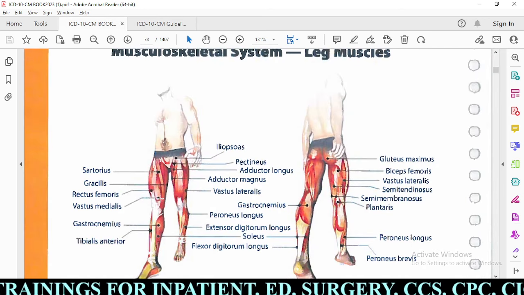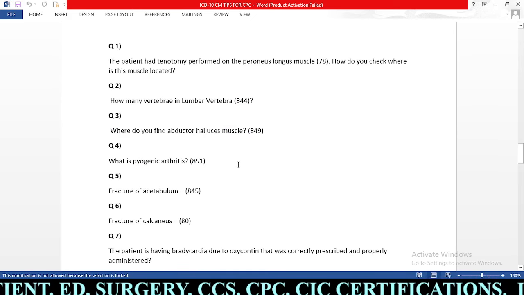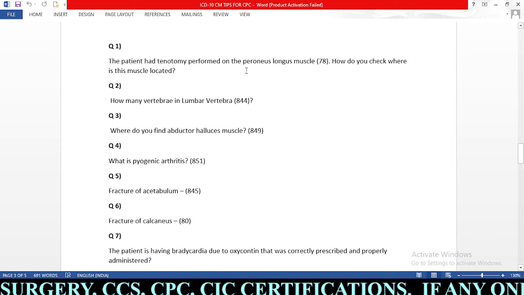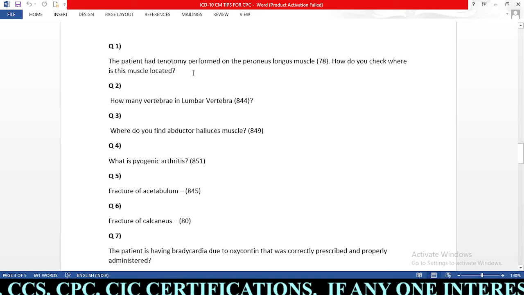So now we will learn practically. For example, you have one question here. The patient has a tenotomy performed on the peroneus longus muscle. How do you check where the muscle is located?